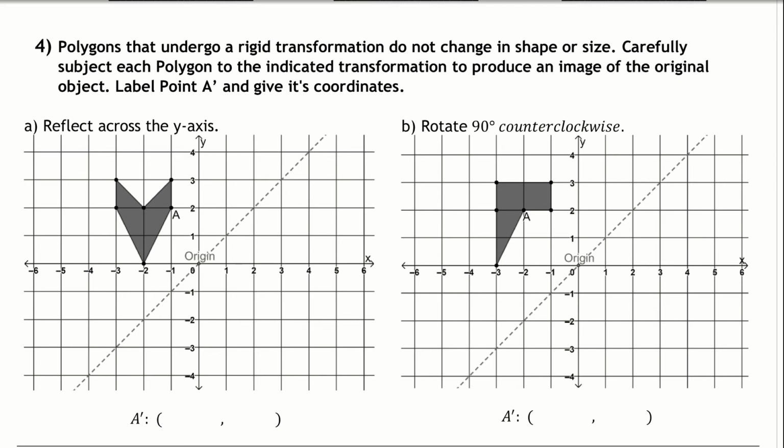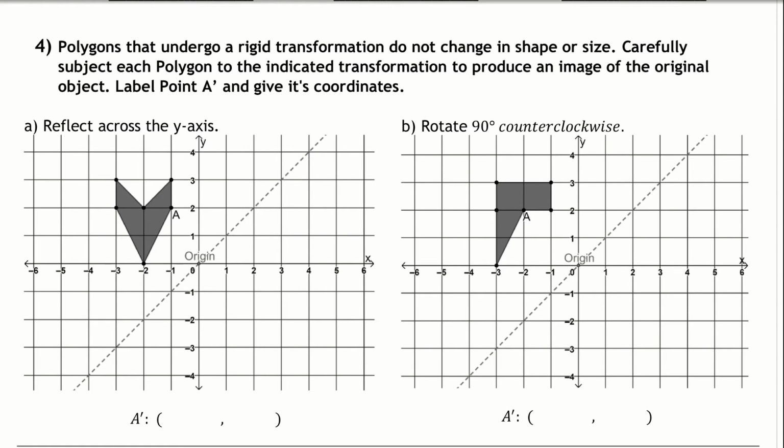Question 4. Polygons that undergo a rigid transformation do not change in shape or size. Carefully subject each polygon to the indicated transformation to produce an image of the original object. Label point A prime and give its coordinate.